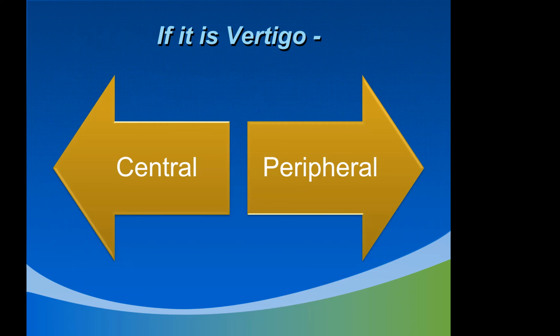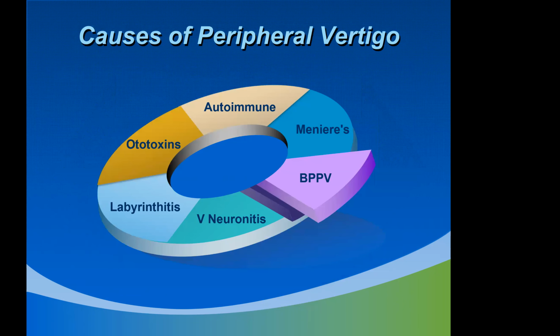Peripheral vertigo means end organ damage. Central vertigo means brainstem causes, other neurological causes, cardiovascular causes, general medical causes. What are the causes of peripheral vertigo? BPPV stands out among all the others. BPPV is very important. Then vestibular neuronitis, labyrinthitis, ototoxins, autoimmune disease, Meniere's disease. So these are the peripheral vertigo causes.